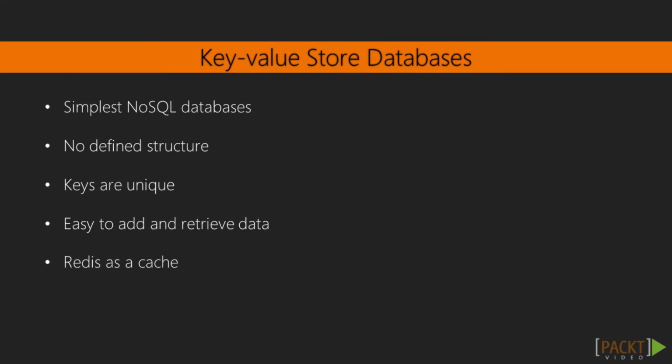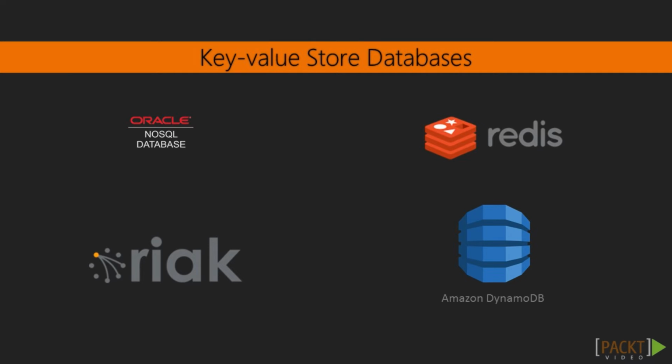Key value store databases are the simplest of NoSQL databases. They have no defined structure and work similarly to an associative array. The keys are unique in the collection and can contain any type of data. It's very easy to add and retrieve data, making them a great choice for problems where complex data structure is not required. For example, Redis is often used as a cache for applications. Here are some of the key value store databases.